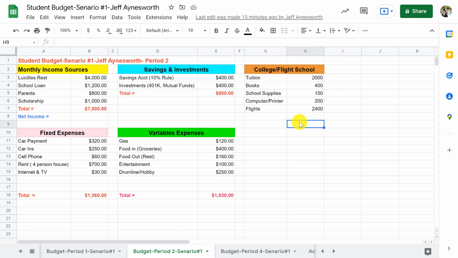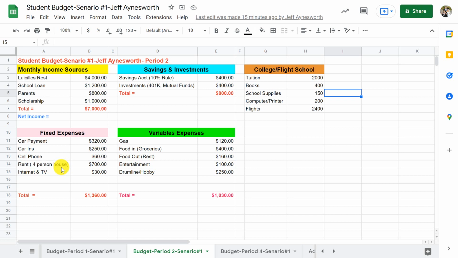We're going to continue on our spreadsheet. For those people at home, you can follow along. We talked about our monthly income sources. Our scenario is that we're in college.